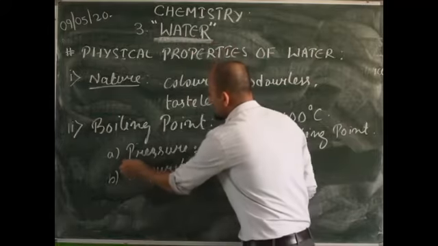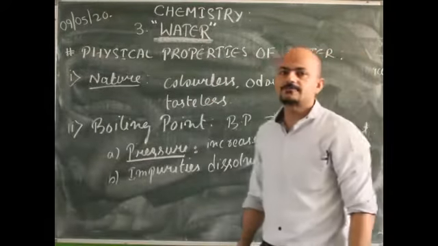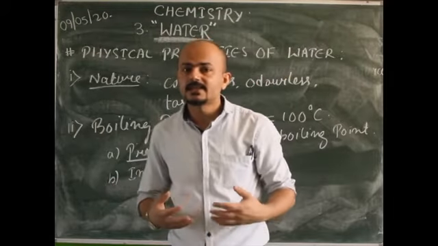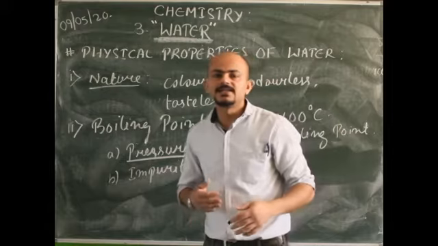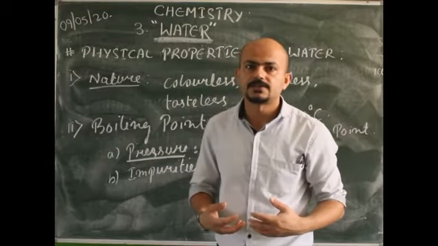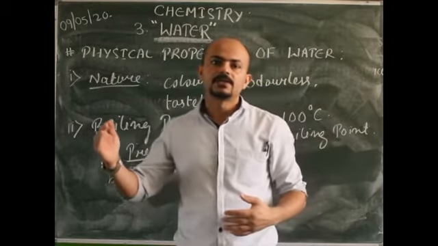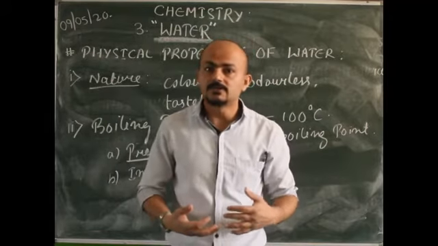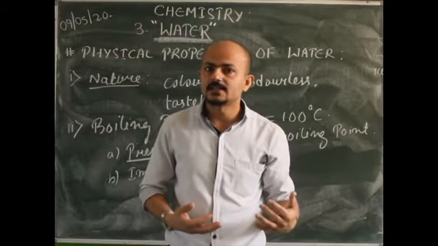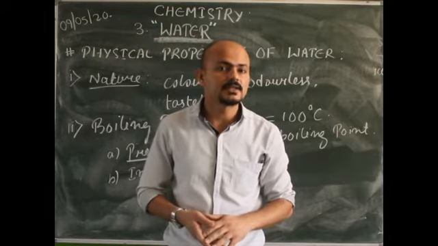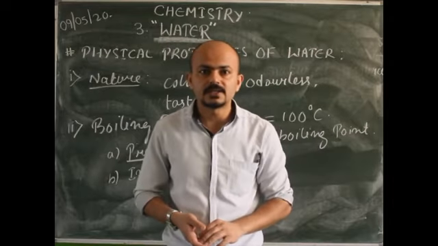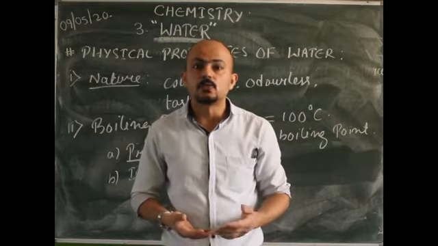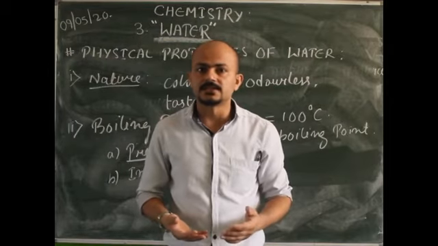Now see, whenever pressure is increased, what happens? The boiling point also increases. Now this principle is used at high altitudes. As you go up, at higher altitude, the pressure keeps on decreasing. Now if the pressure decreases, its boiling point will also decrease. For example, at the top of Mount Everest, water boils at 70 degrees centigrade.